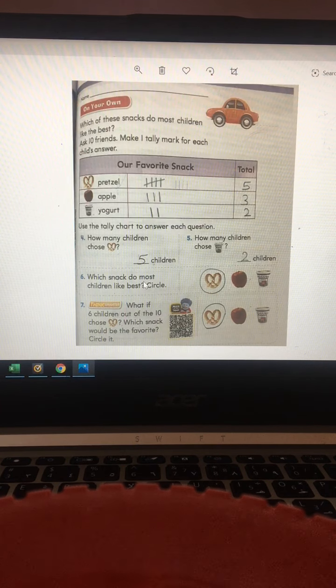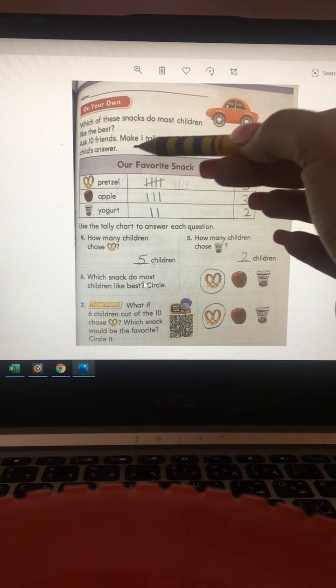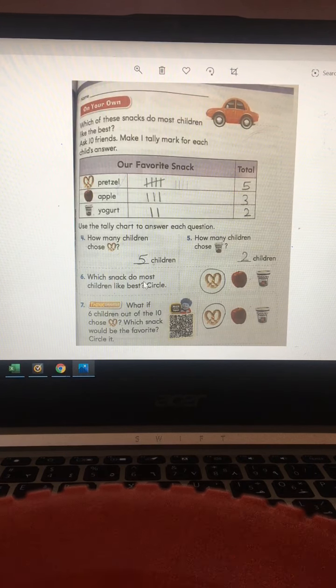Let's move on to the last tally chart that we have for today. Which of these snacks do most children like the best? Ask 10 children. Make 1 tally mark for each child's answer.